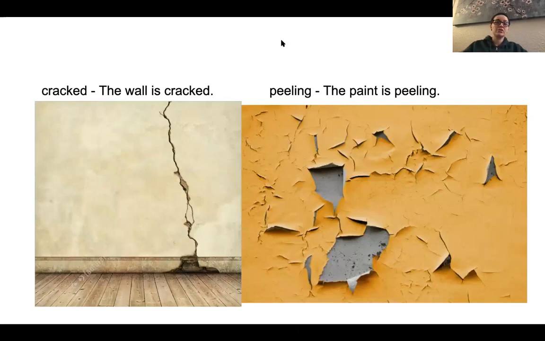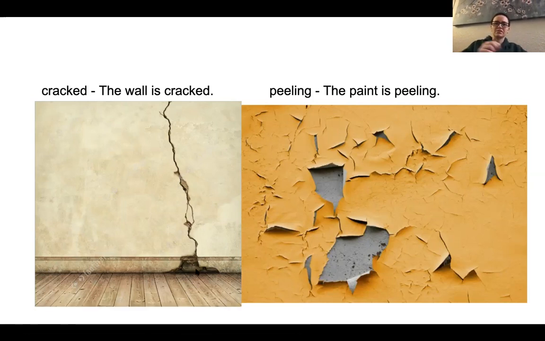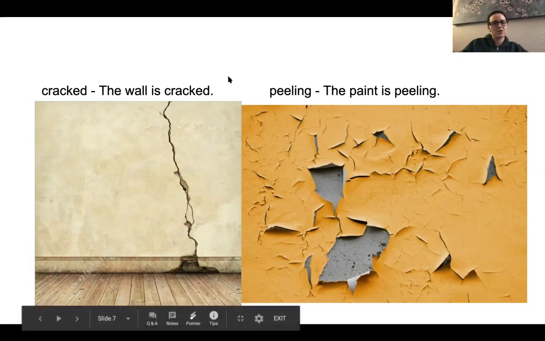Cracked, we can also use this to talk about walls. We can use this to talk about many things, sorry. So cracked, the wall is cracked. And you will notice here the line. So when things are cracked, there is kind of a line like that. Sometimes if it's very bad, there are many lines. So cracked, the wall is cracked.